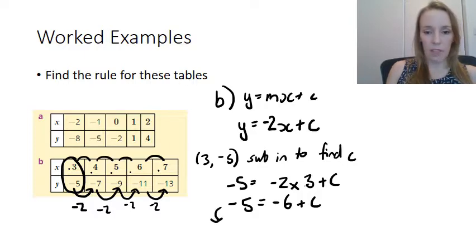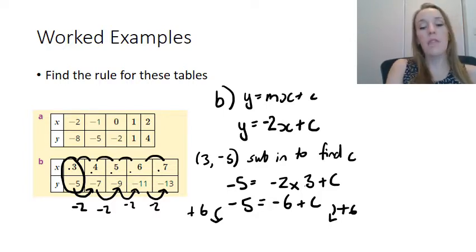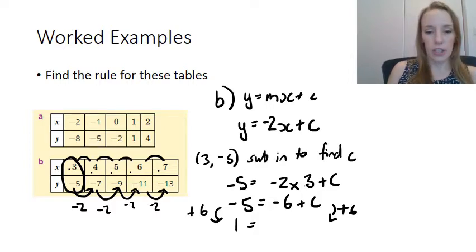So we need to find our value of c. So we're going to do the inverse operation. So the opposite of -6 is adding 6, because that will give us 0. So -5 plus 6 will give us 1. -6 plus 6 will give us 0. So 0 plus c is just c. So c equals 1.